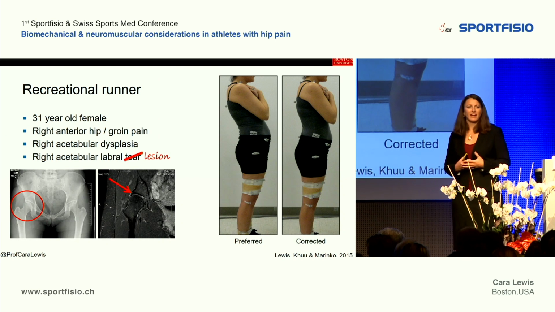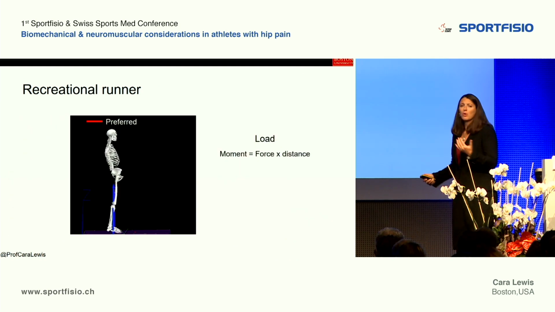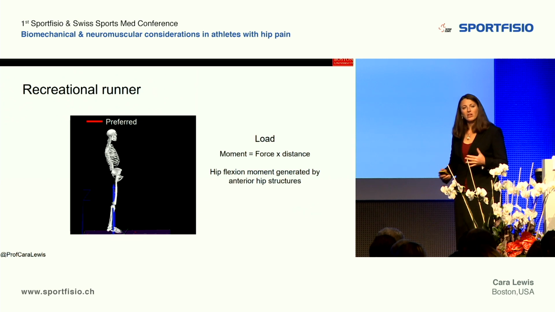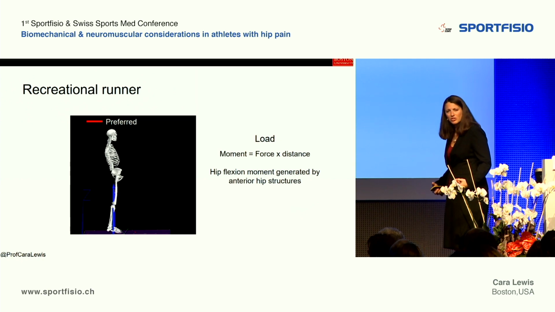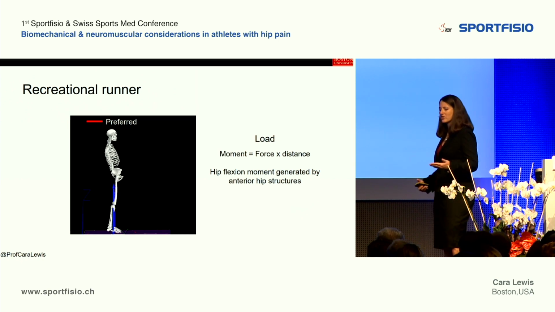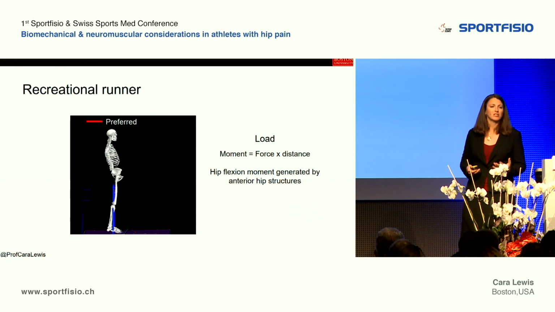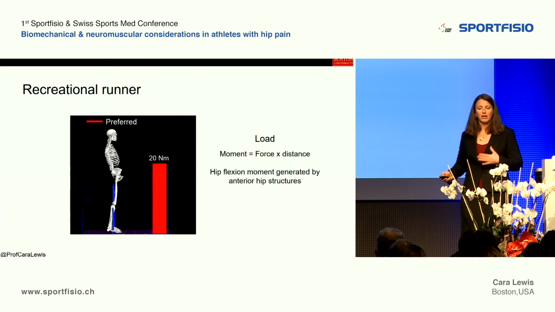And because I have a biomechanics lab and can look at these things and quantify what's going on, we were able to look at the force or load, and we were looking at it in terms of the hip moment, so that force times distance. And for us, we look at internal hip moments, so that's telling me what are the muscles or structures having to do. So when we're talking about that hip flexion moment, we're talking about what are the things at the front of the hip having to do to stabilize her. So in her preferred posture, which would not be preferred by me, that moment was 20 Newton meters.